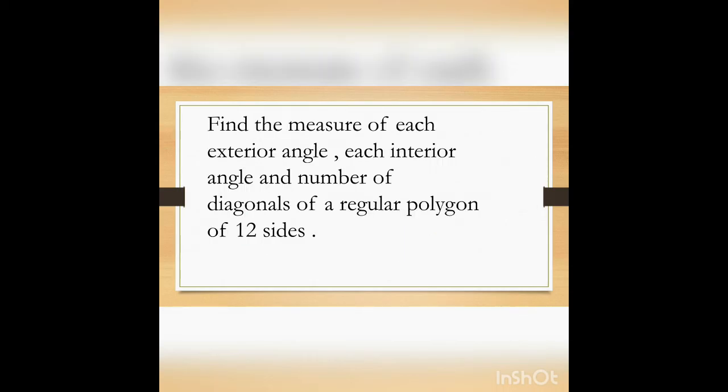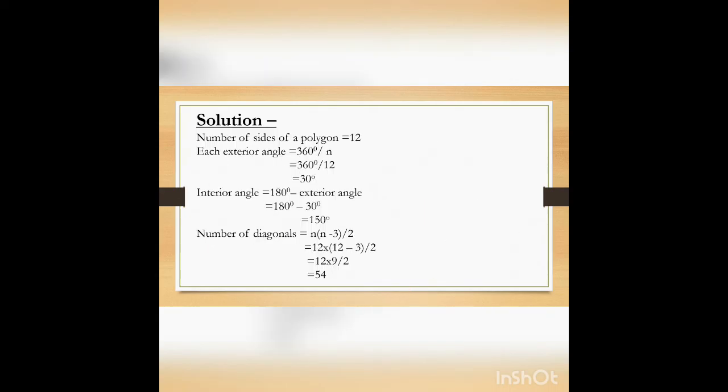Now here I have taken up questions for you. Find the measure of each exterior angle, each interior angle and number of diagonals of a regular polygon of 12 sides. The solution, number of sides of a polygon is equal to 12. So each exterior angle is equal to 360 degree upon n. So that is 360 upon 12. So you got 30 degree, isn't it?